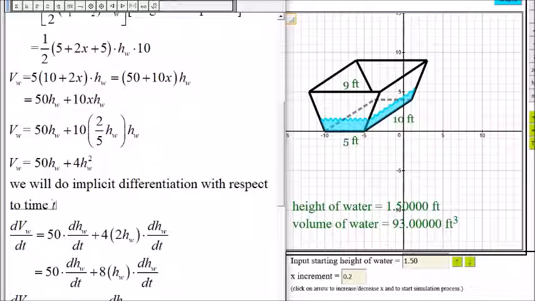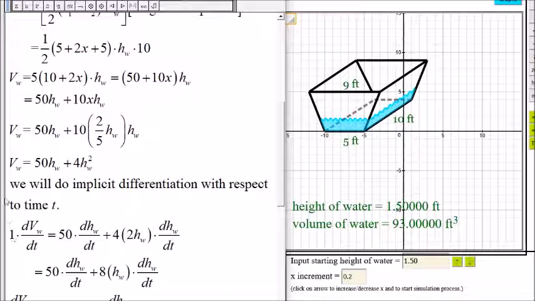The time t. Since the volume changes with respect to time, and the height of the water also changes with respect to time. And so the derivative of V would be 1 times, and since we're doing the derivative with respect to t, and there's no t here, we have to use the chain rule and multiply by dV/dt. And the derivative of 50h, we do the regular derivative, which is 50, and since this is h and we're differentiating with respect to t, we multiply by dh/dt.